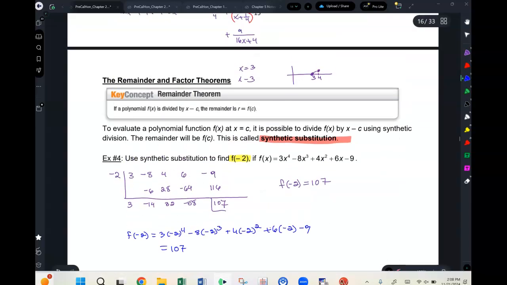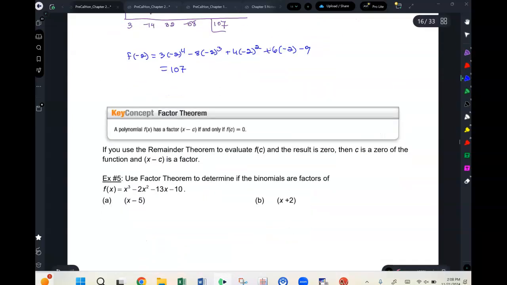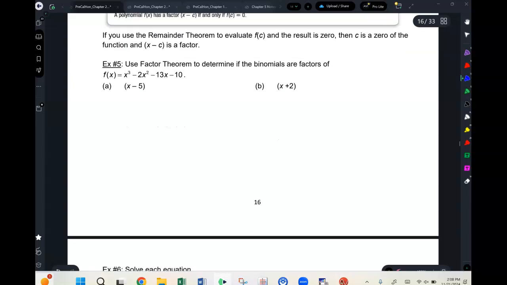So now, if the remainder is the y value, that means if the remainder is 0, it's an x-intercept. It's a 0, right? So it goes full circle. Okay. So here we go. I don't think I need to do this, but let's just do one of them.